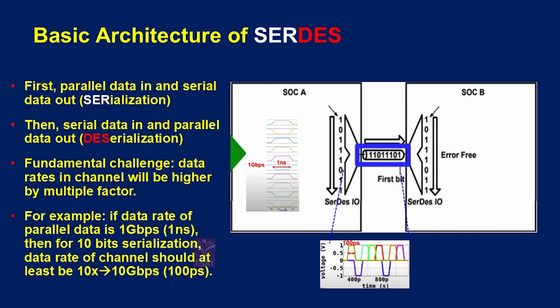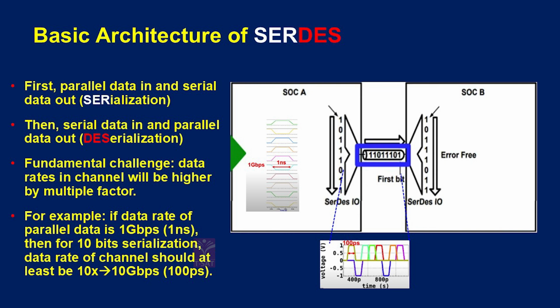Okay, thanks for this question. This is a good question. Some part of it will be answered here as well. So if you look at the basic architecture of Serdes, first, parallel data in and serial data out, which is serialization. This is the parallel data, and then I am making it serial. Then serial data in and parallel data out. Our main intention is that whatever data I am getting here needs to be properly reproduced here without an error.